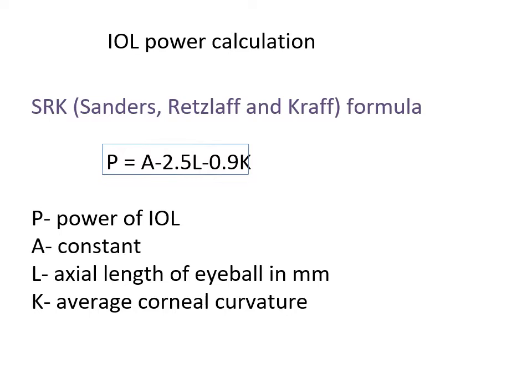Then for eyeball power calculation, generally the SRK formula is used. That is the Sanders, Retzlaff and Kraff formula. It states that the power of the intraocular lens is equal to A minus 2.5 L minus 0.90 K, where A means the constant, which is important for the type of lens and design of the lens. Then L means actual length of the eyeball in millimeters, and K means the average corneal curvature of the cornea.